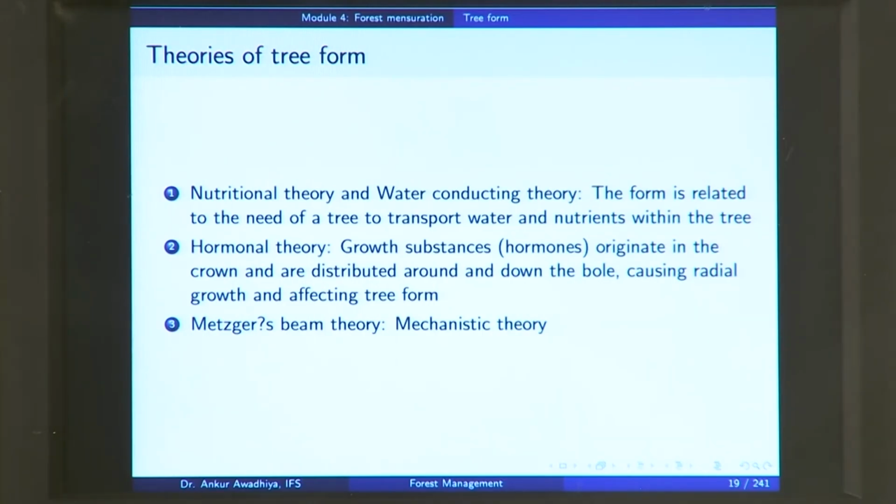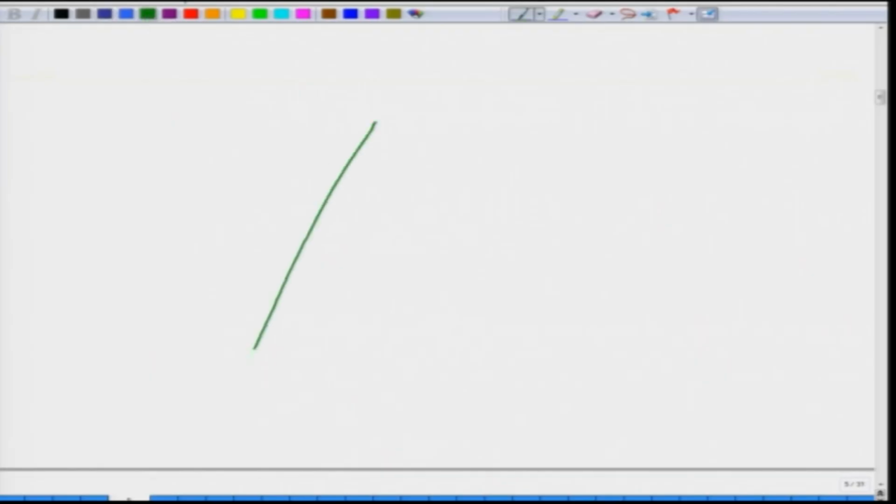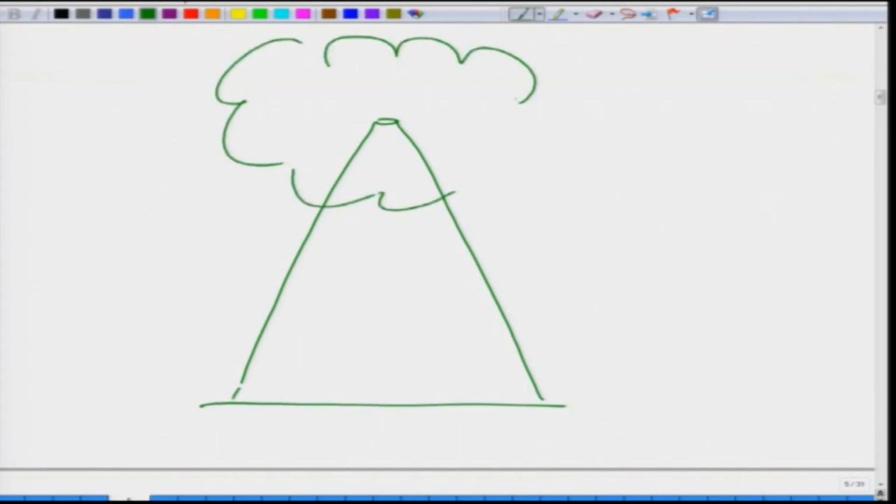That is what it is saying, that if you consider a tree, if this is the bole of a tree, here you have the crown. So, it says that the hormones originate in the crown. So, here you have the highest concentration, and then they move downwards. So, the concentration here is the maximum, and the concentration here is the minimum. And when you have a maximum concentration of this particular hormone, the radial growth is less. When you have less of this concentration, then the radial growth is more.